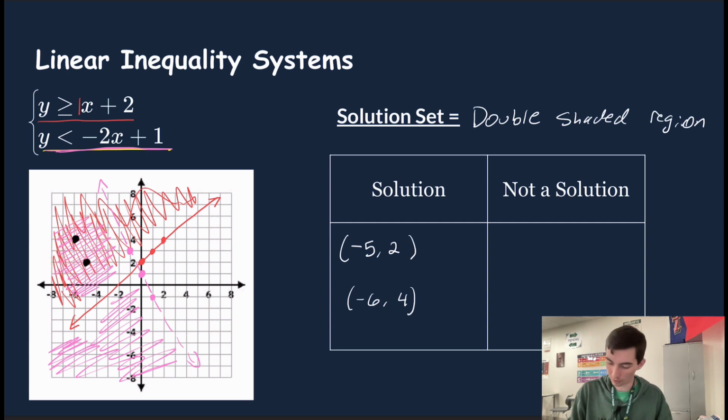So we could say a point like 2, 1 is not a solution, right? If we find this on the graph, 2, 1 would be right here. So that's no shade. So that definitely can't be a solution.